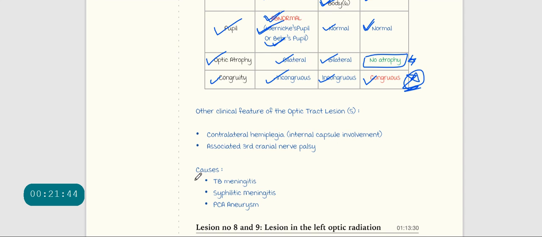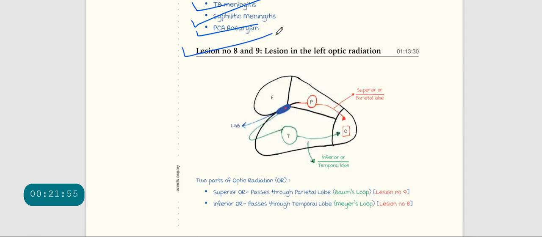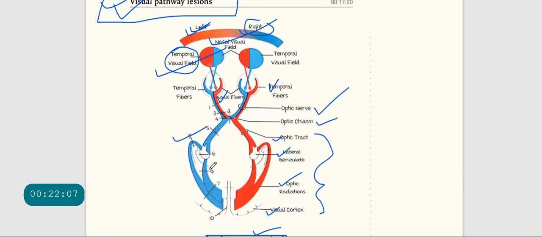Okay. Now comes another type of lesion, that is 8th and 9th, and this lesion is in the left optic radiation. Okay, let us discuss this. So the 8th, 9th, and the 10th lesion, and the 7th lesion which we are going to study, these are optic radiation lesions. What is the difference between them?